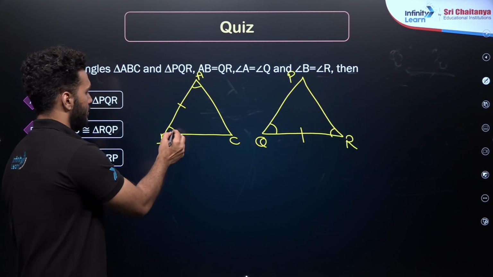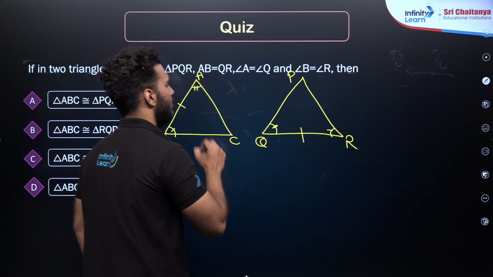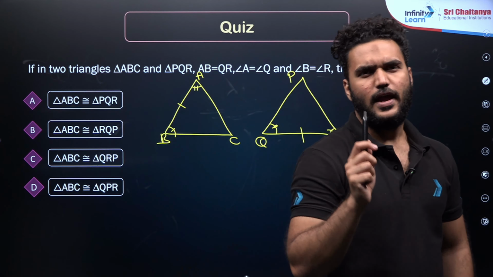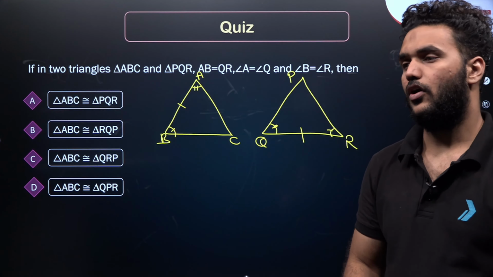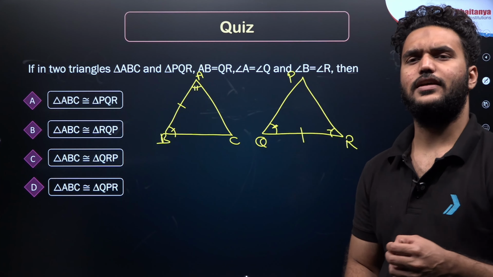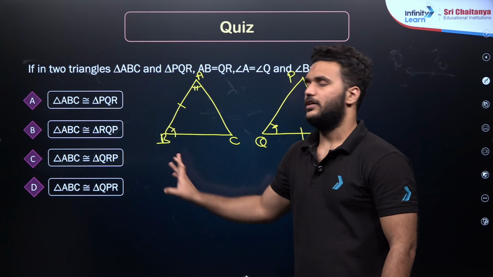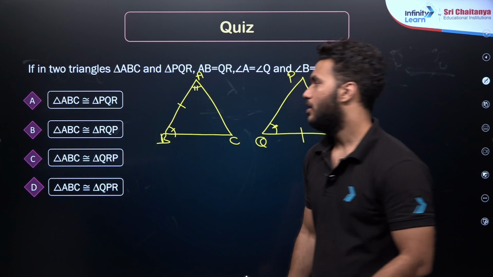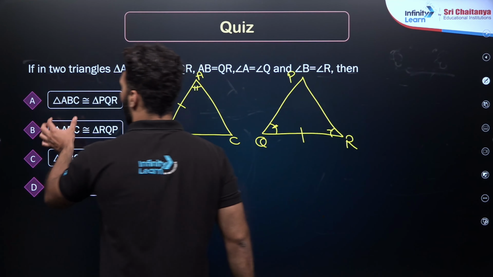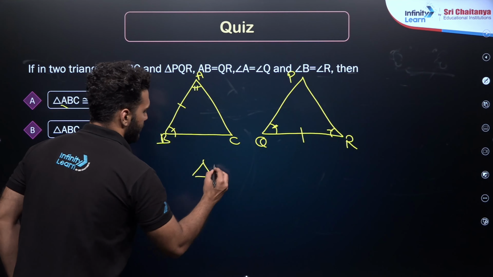Now guys, see, this angle is equal to this angle and this angle is equal to this angle. Using what? SAS or ASA? Actually, it is ASA. Now you have to be very careful. Why? See, all options have ABC, ABC, ABC. So write down ABC first.